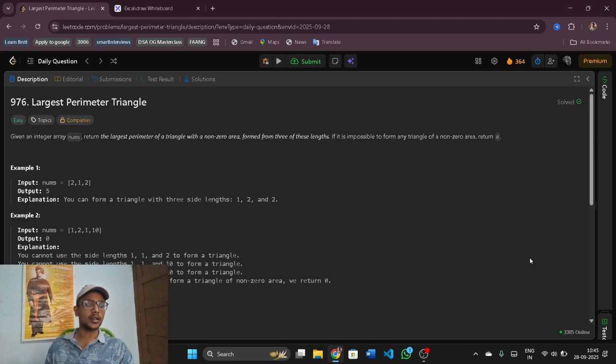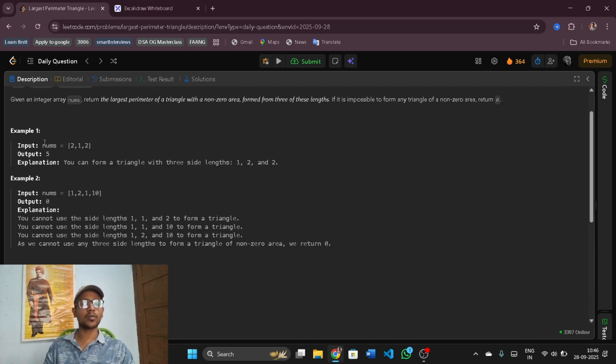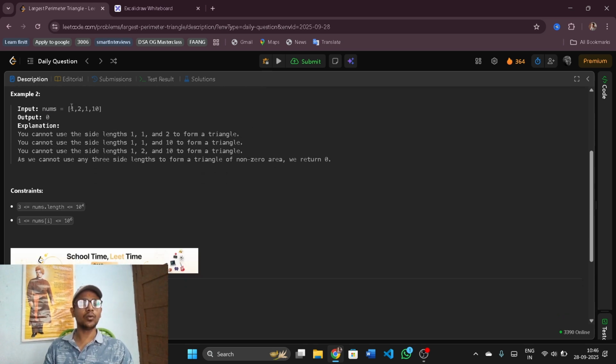Largest perimeter triangle. Given an integer array nums, return the largest perimeter of a triangle with a non-zero area formed from three of these lengths. If it is not possible to form any triangle of a non-zero area, return 0. So we have nums equal to [2, 1, 2] and we are given that 5 is the largest perimeter. Perimeter is nothing but the sum of all the lengths of the triangle. Now [1, 2, 1, 10]. So here the triangle is not possible.